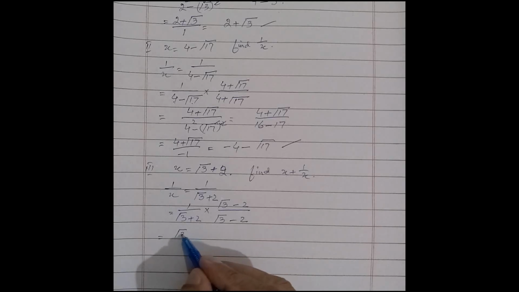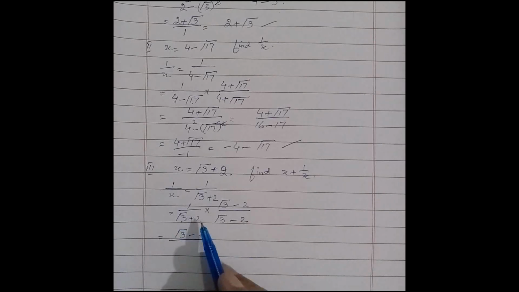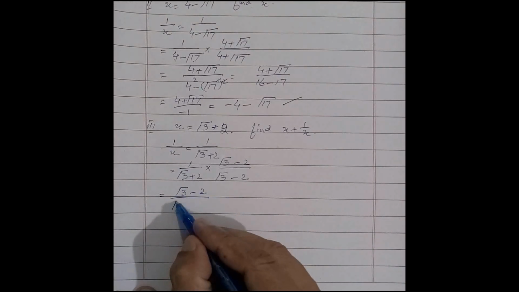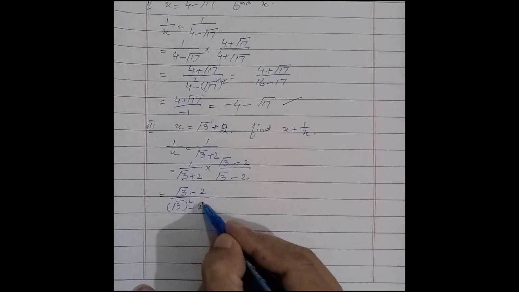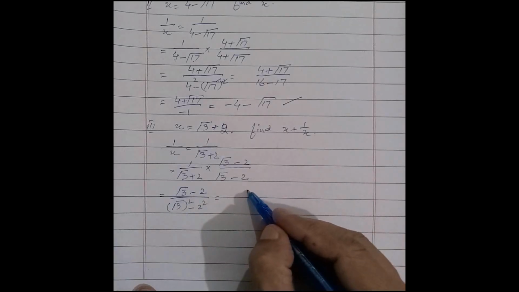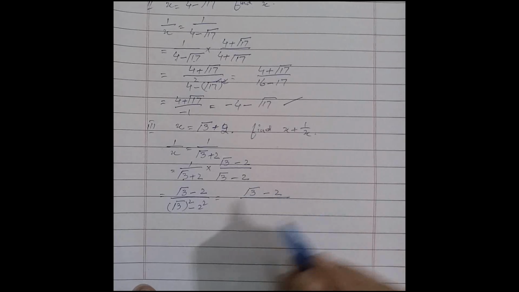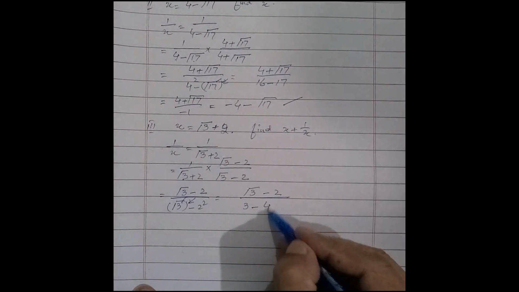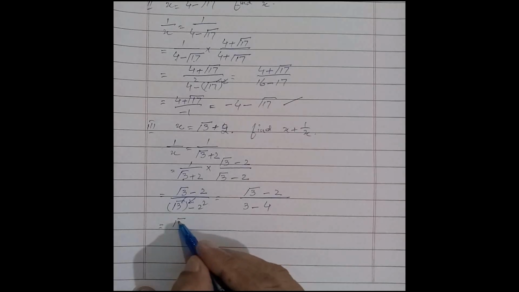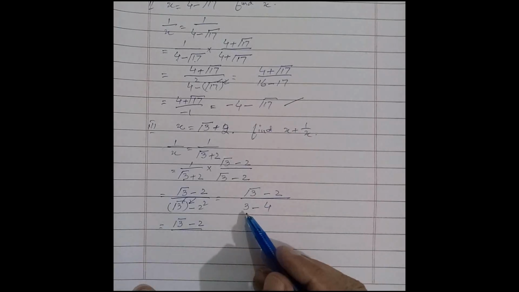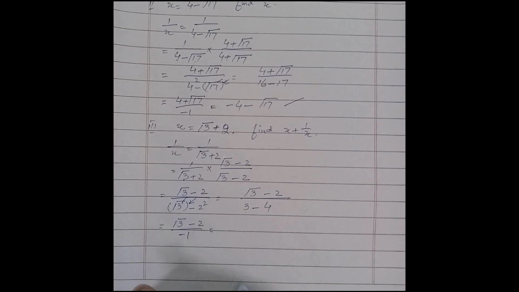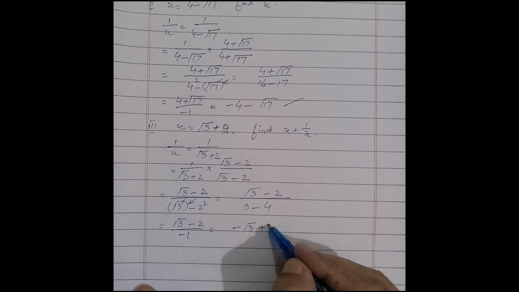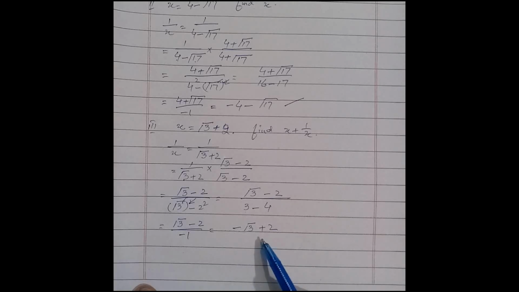And the answer is square root 3 minus 2 over, it is a plus b into a minus b. The answer is a square minus b square. There, square root 3 whole square minus 2 square. Now simplify it. Square and square root cancel each other. We have 3 minus 2 square is 4. And the answer is square root 3 minus 2 over 3 minus 4, which is minus 1. And we also write it as minus square root 3 plus 2. And it is the value of 1 over x.